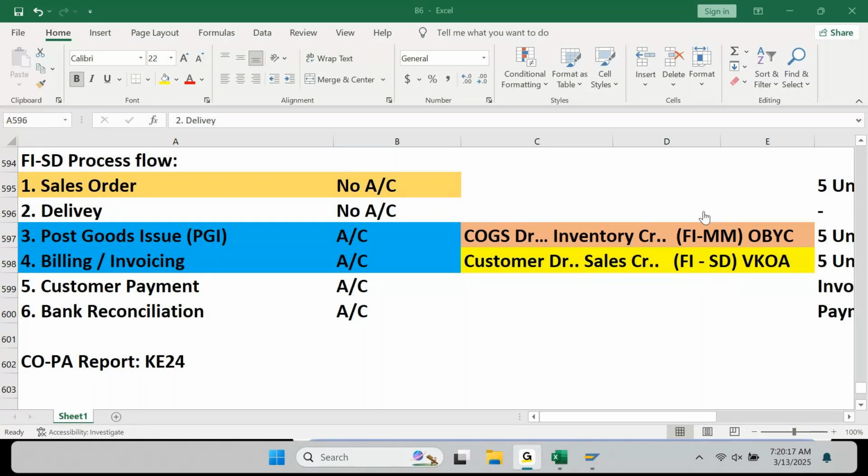Nobody will ask you to open the system and show it in front of me. If you're able to touch base on these points, that's more than enough. They are more than happy to take you into their project. Without any second thought, they will give you the offer, because they know if they have a second thought, you will join somewhere else. They don't want to lose you.